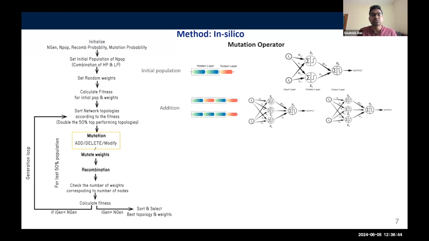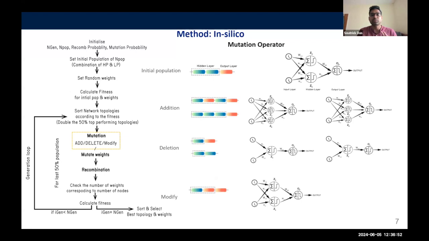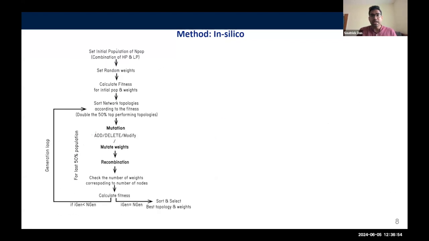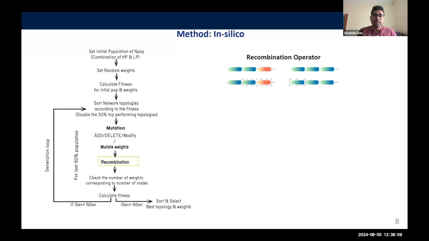It can go addition, where it can add a high pass or low pass. It can go deletion, where it can delete a high pass or low pass node, or it can just modify one of the nodes to high pass or low pass. And we have something called a recombination operator, which just combines two different populations, leading to a new population. So with this, we can scan over all the possible combinations.